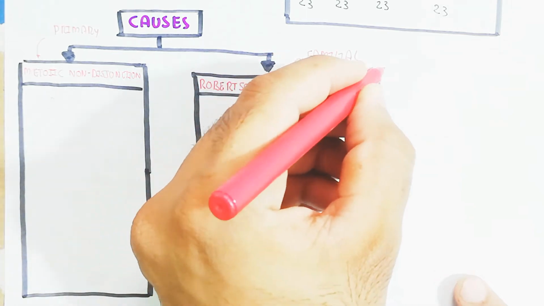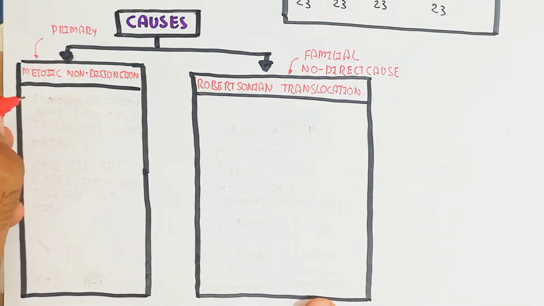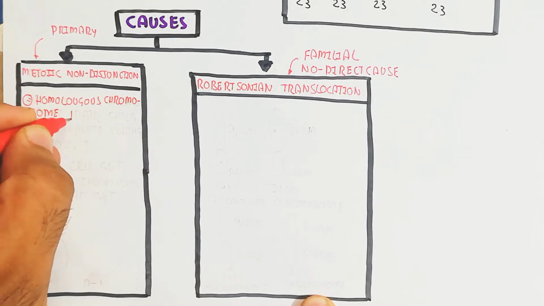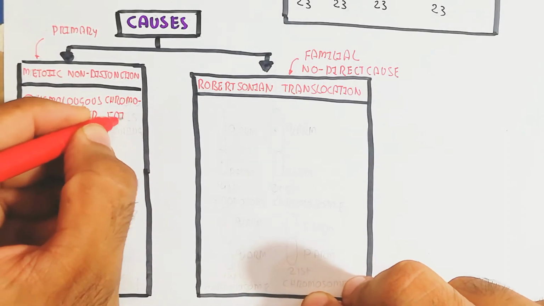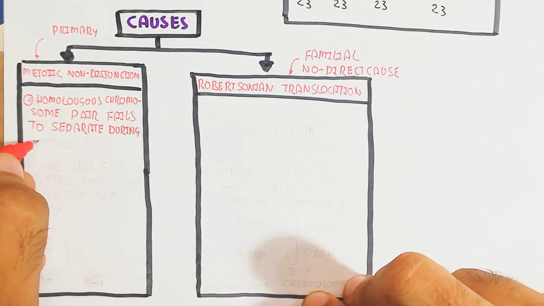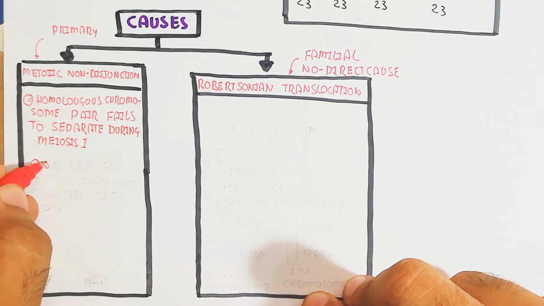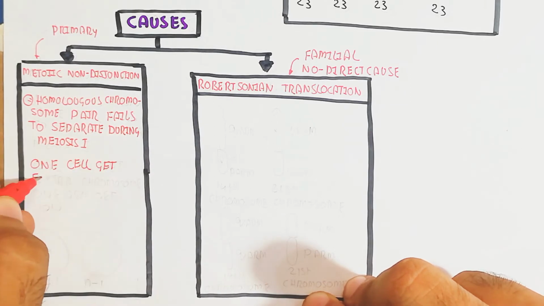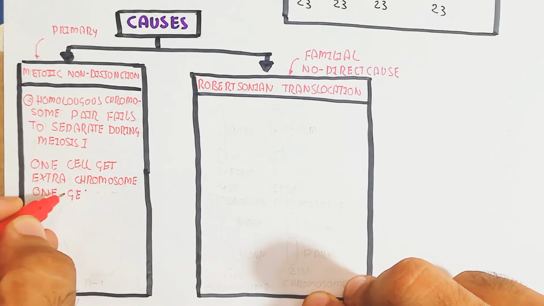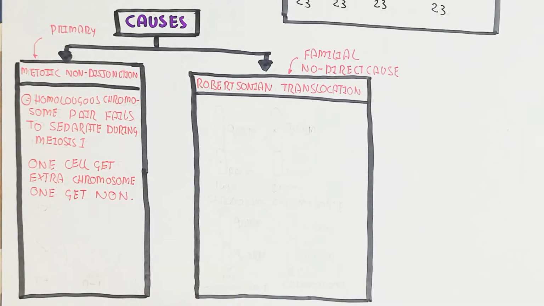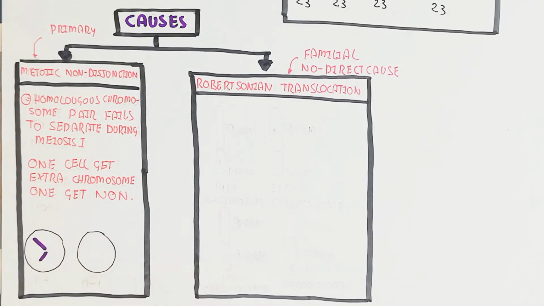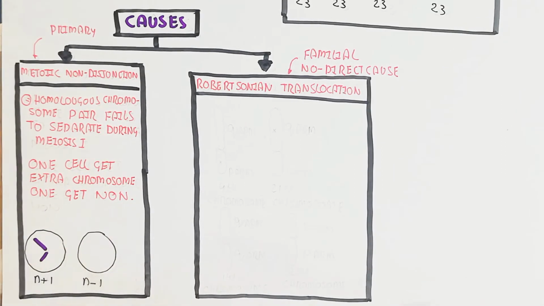In this way, the meiotic non-disjunction we will learn first. The homologous chromosome pair fails to separate during meiosis 1. And one cell gets an extra chromosome, one gets none. So one gets extra and one gets none. It means one has 22 and one contains 24. So that is why the extra 21st chromosome will occur.